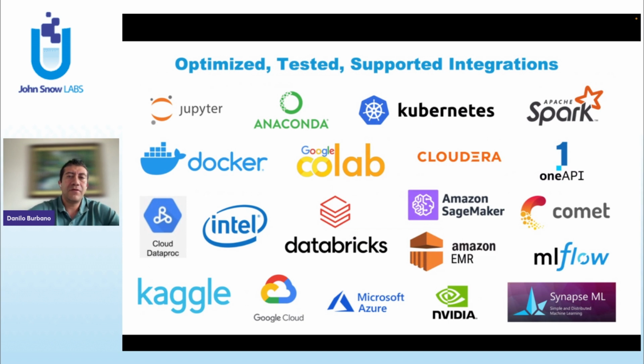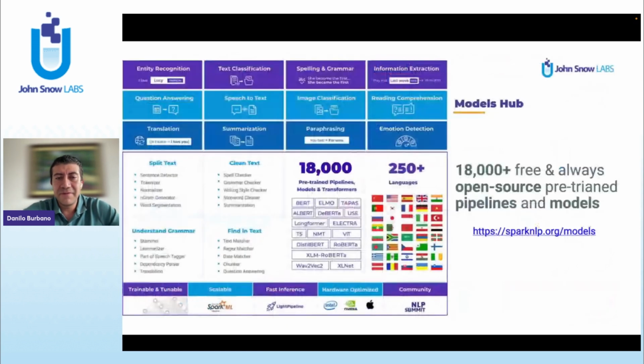Since Spark NLP is built on top of Spark, it benefits from the same optimizations, rigorous testing, and wide-ranging integration as Spark itself, making it easy to use across various platforms and frameworks. You can take a look at our models hub on our website. We have tens of thousands of pre-trained models there for different natural language processing tasks like entity recognition, text classification, information extraction, and we even have image classification. We have 18,000 plus free, always open source pipelines and models that you can take a look at.